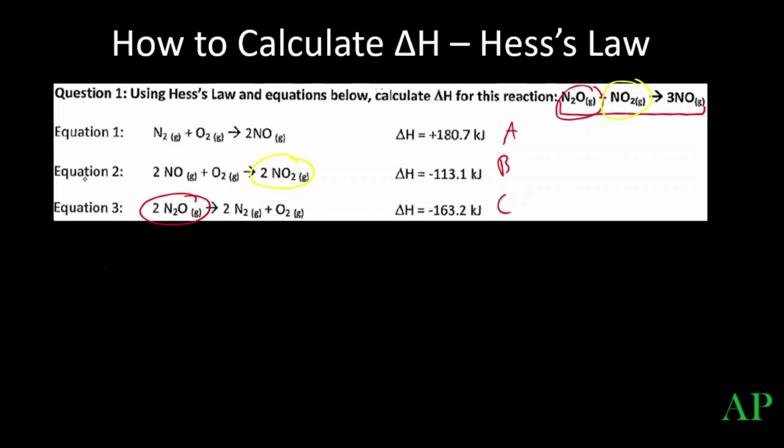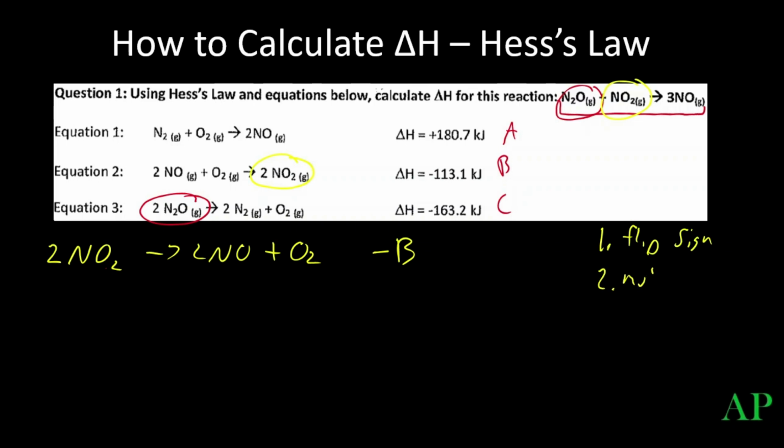So we're going to take equation 2 and we're going to flip it around. We're going to use 2NO2 to give us 2NO plus O2. And this value will now be negative B. So B was negative 113.1. Negative B will now be positive 113.1. First rule from Hess's law, if you flip an equation, you flip the sign. In this case, we turn the equation around, so now we had to flip our sign.